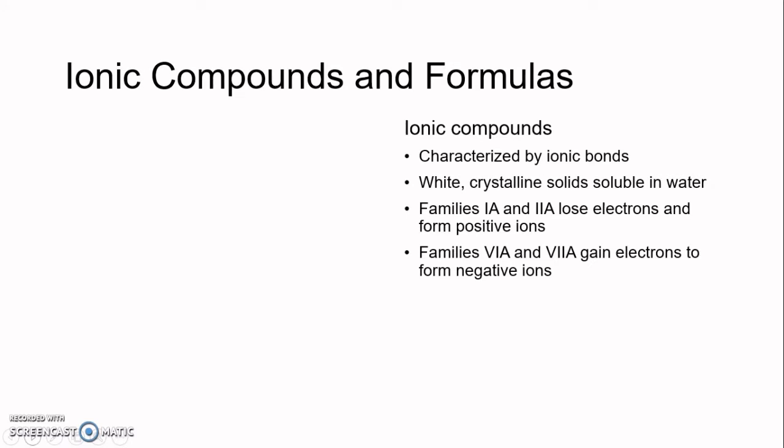Now, if you look at the two elements in an ionic compound, you're going to have one from the first or second columns, 1A and 2A, of the periodic table. Those will always lose electrons to become positive ions. And then the other element in the compound will be in either column 6 or 7, or 6A or 7A, from the periodic table. Those will always gain electrons and become negative ions.